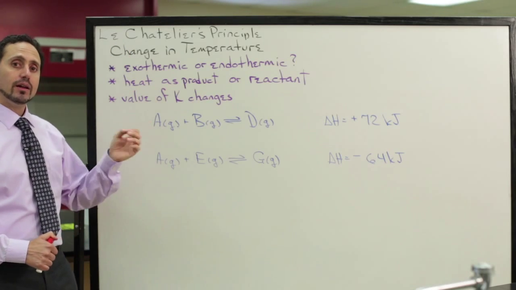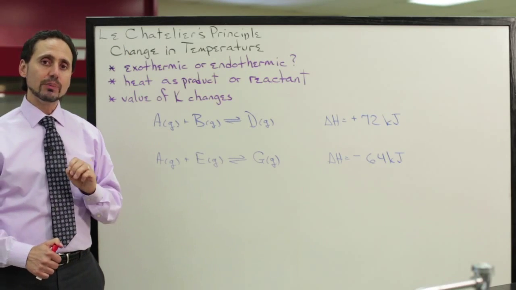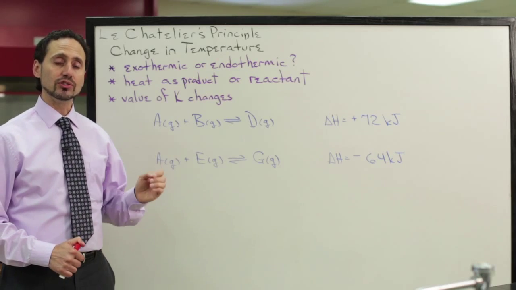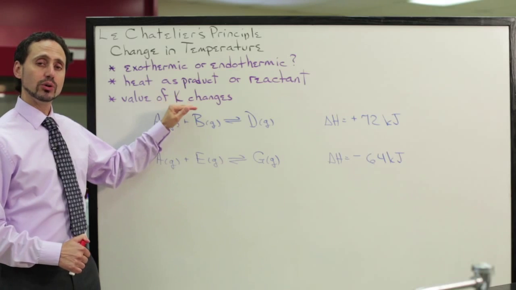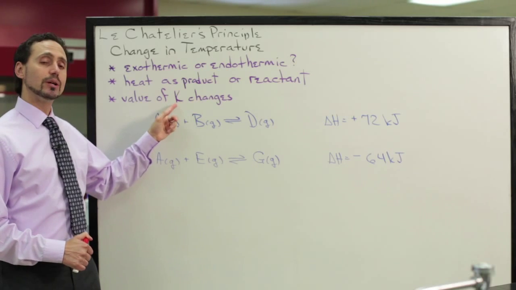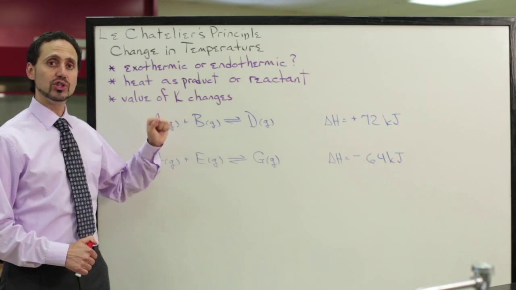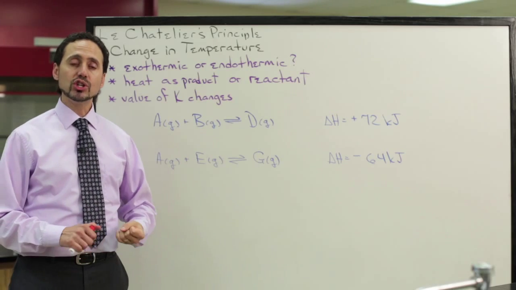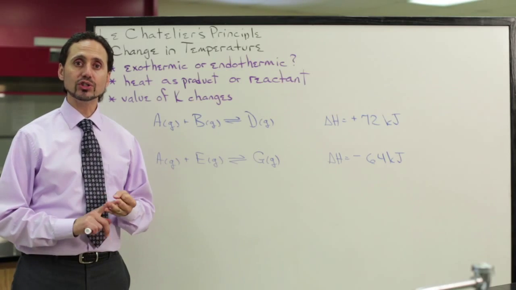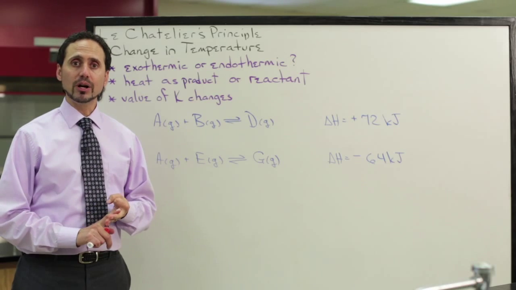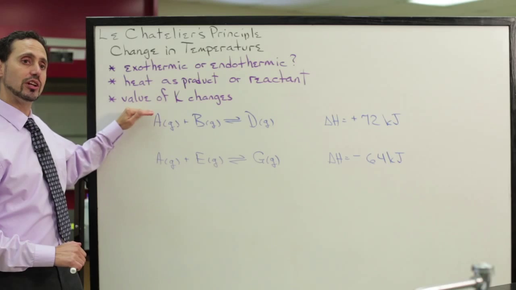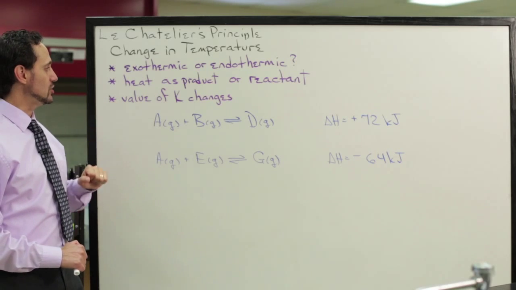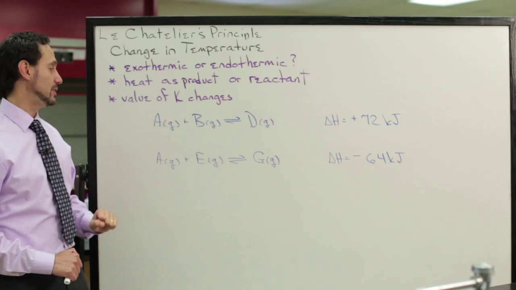Finally, and this is different compared to changes in volume or concentration, when you change the temperature of an equilibrium system, the equilibrium constant value will also change. However, when you change a concentration or a pressure or volume, the equilibrium constant remains the same. So this is the only situation where the value of K will change. So let's look at two examples.